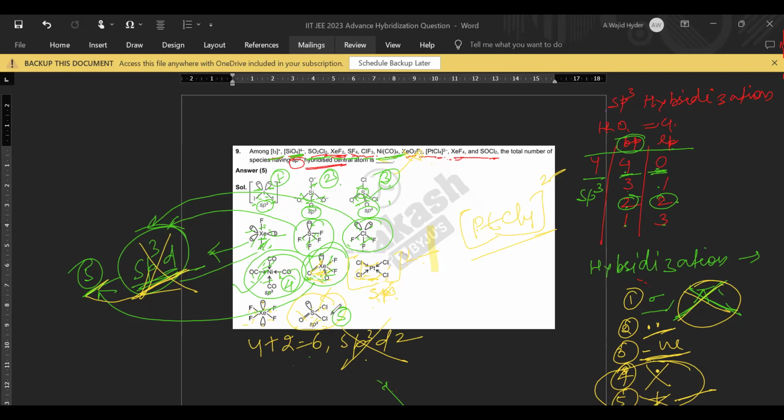This is the final answer. So the answer is 5. Out of these 11 compounds, only 5 compounds or central atoms will be showing sp3 hybridization.